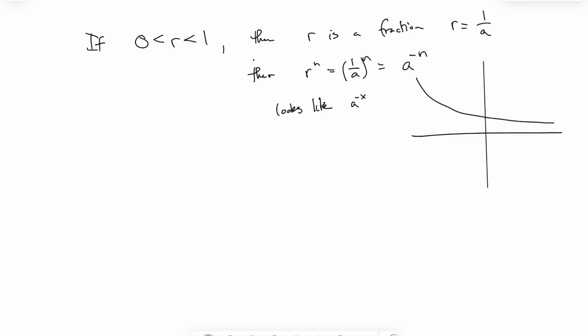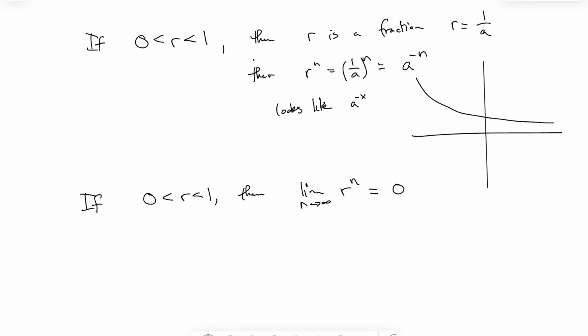All right, so I will summarize. If 0 is less than R less than 1, then the limit as n goes to infinity of R to the n is 0. It's because you're looking at terms on a graph that go like this, and they approach 0. All right.